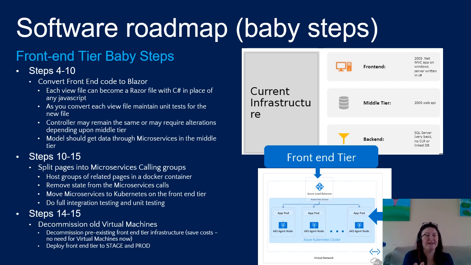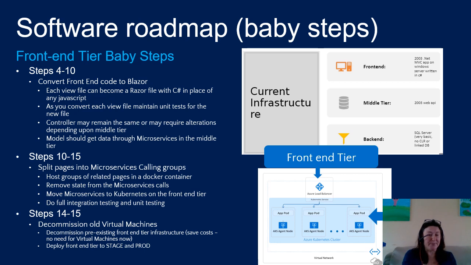Your microservices might be in Kubernetes, so you might want to move the front end tier into Kubernetes too. That's up to you, but that's a step that you might want to do at this point. And then you want to add integration testing and unit testing fully into that. And again, like in the middle tier, you want to decommission any of the old infrastructure that you no longer need now that you've got it all working with the new infrastructure that's leaner and more scalable out and scalable back in again, and so on.